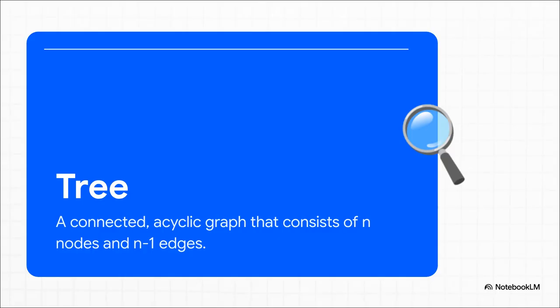Okay, write this one down because for any exam, this definition is non-negotiable. A tree has 3 rules it must follow. First, it's a connected graph, meaning you can get from any node to any other node. Second, it has this very specific ratio, n nodes and exactly n-1 edges. And third, and this is the big one, it's acyclic. No cycles, no loops. You can't start at a node, walk around, and end up back where you started. This structure is what guarantees that there's only one unique path between any 2 nodes.